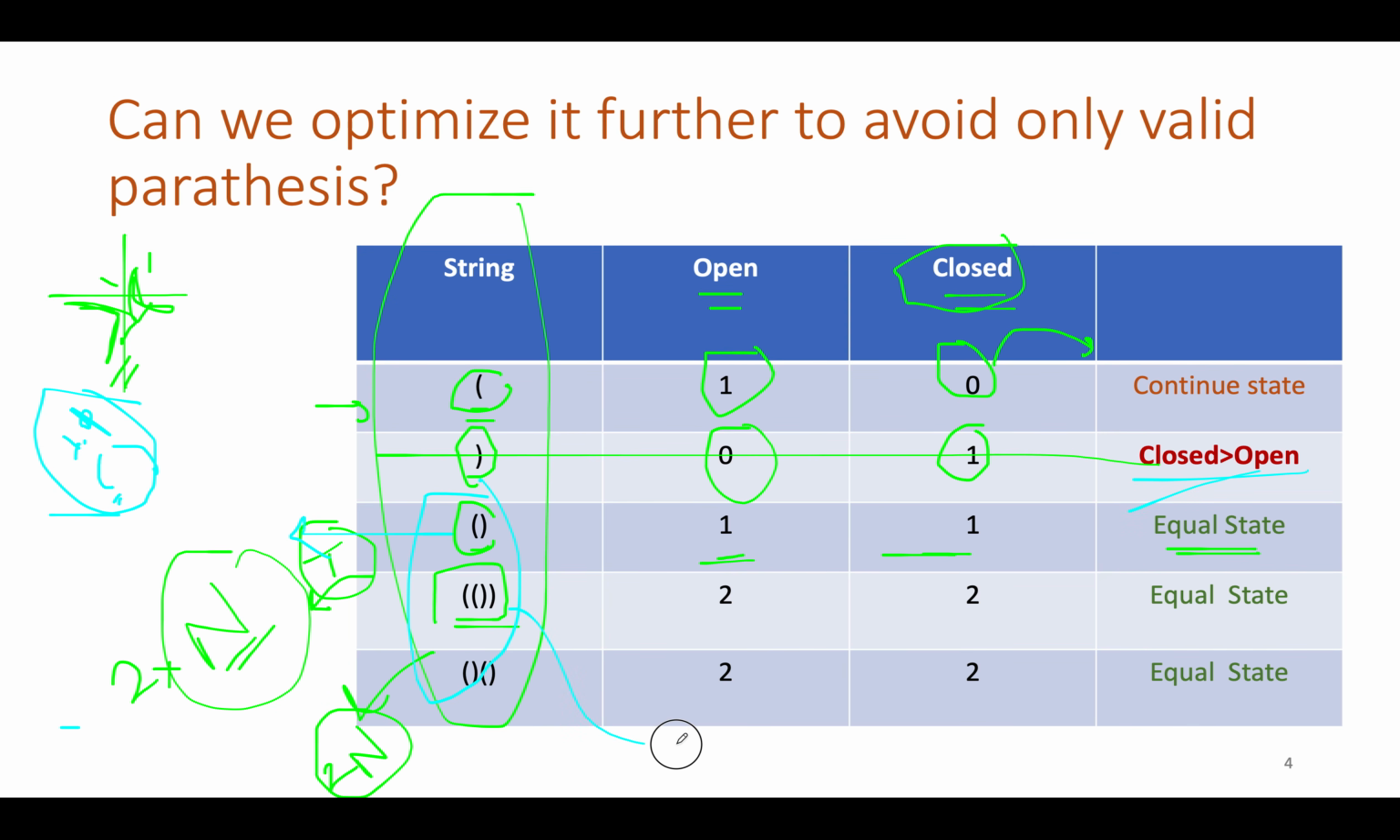Let's try this for the other type of string. We have an opening bracket. The open bracket count is 1, the closing bracket count is 0. Then again comes an opening bracket. The opening bracket count becomes 2, the closing bracket count is 0.